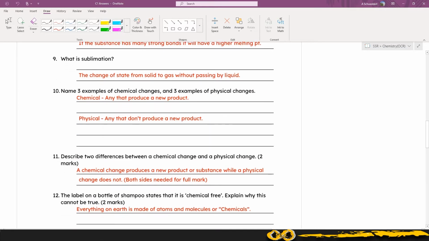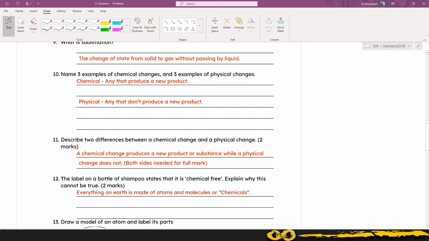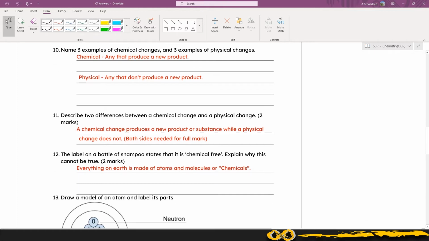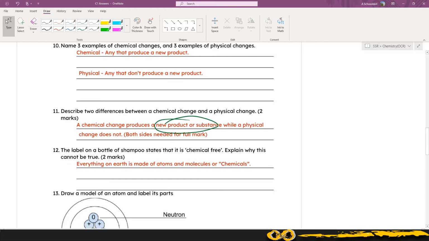You should be able to describe chemical and physical changes, especially in terms of their end products, so make sure that you have the idea of a chemical change producing a new product or substance. The idea of irreversibility applies in a lot of cases, but not every case, and so it's not the best of definitions that we have there. You could say that they are difficult to reverse.